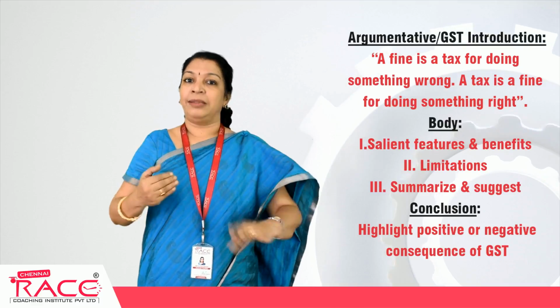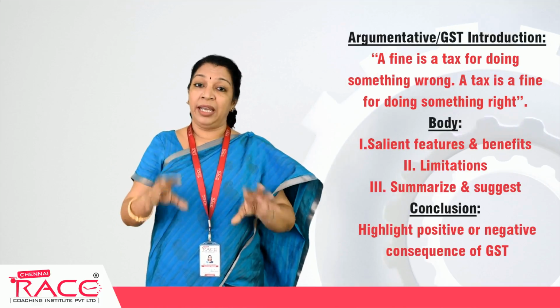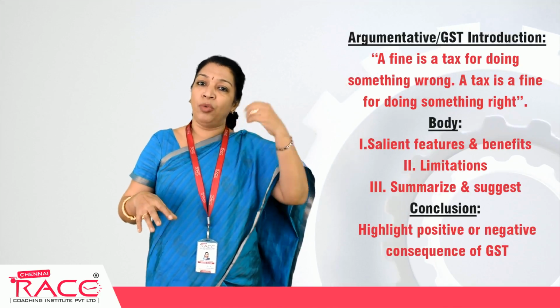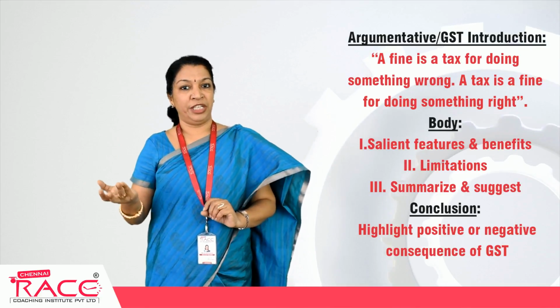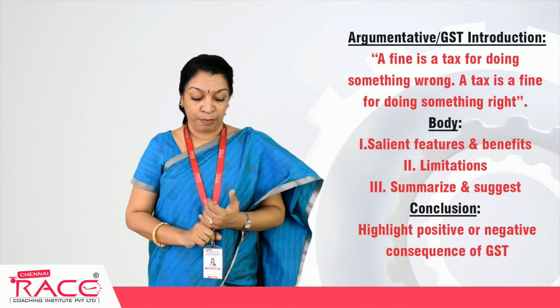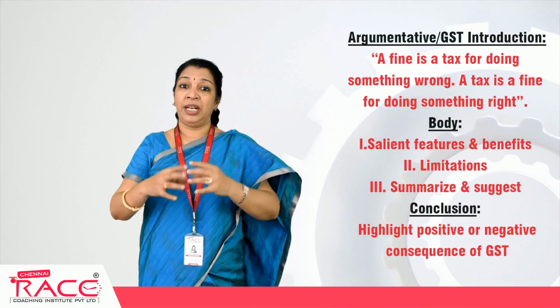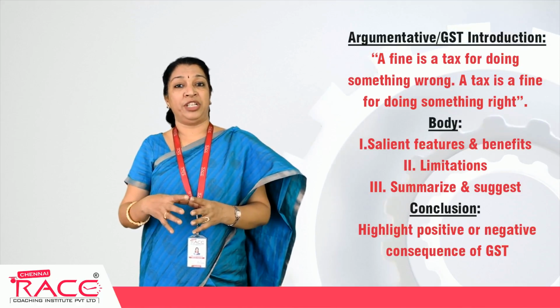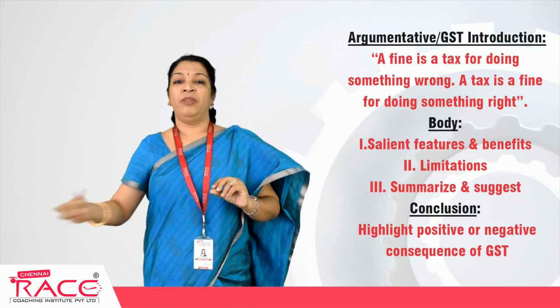Then the third paragraph, or the second main point, will highlight the benefits. So one paragraph gives the benefits, one paragraph the limitations. Now the third key point, which will be the 4th paragraph, will summarize the benefits and the limitations, and you are going to argue which is better and which is weaker.